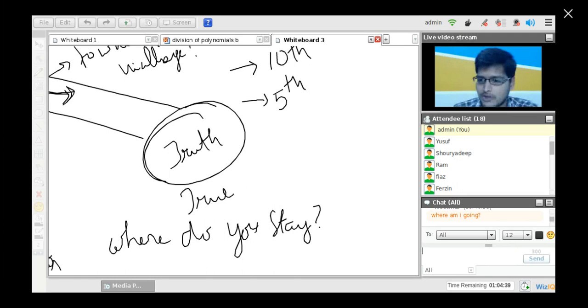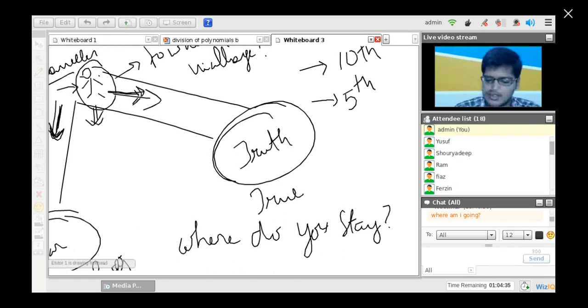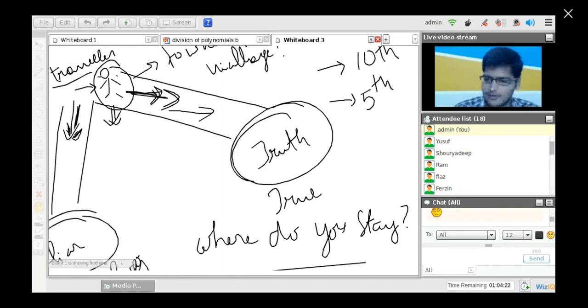Where do you stay? If you ask him, if suppose he is a liar, he'll point it towards truth village. And if he is a truth villager, he'll point out again to truth village. So whatever the villager points out to this question, that is the direction to truth village, and the other direction will be liar village.